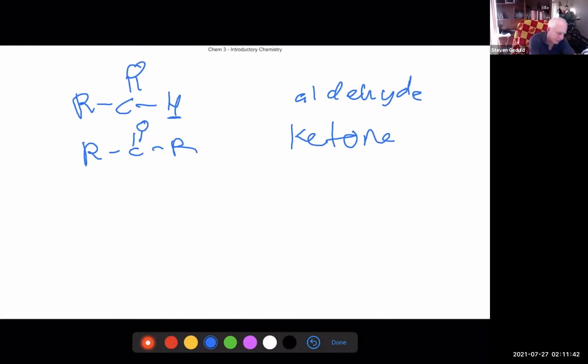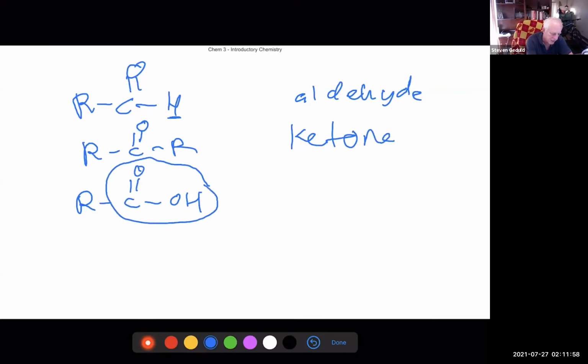Okay. If we take this aldehyde and instead of putting an H, you put an OH. So instead of our hydrogen there, we have an OH group. You look at it, you'd see alcohol. You have this functional group here. That's a carboxylic acid.